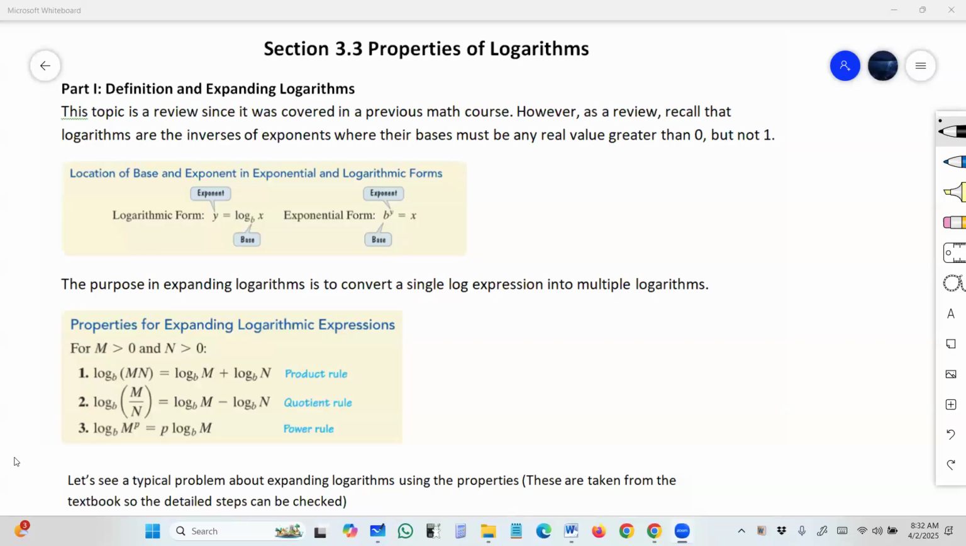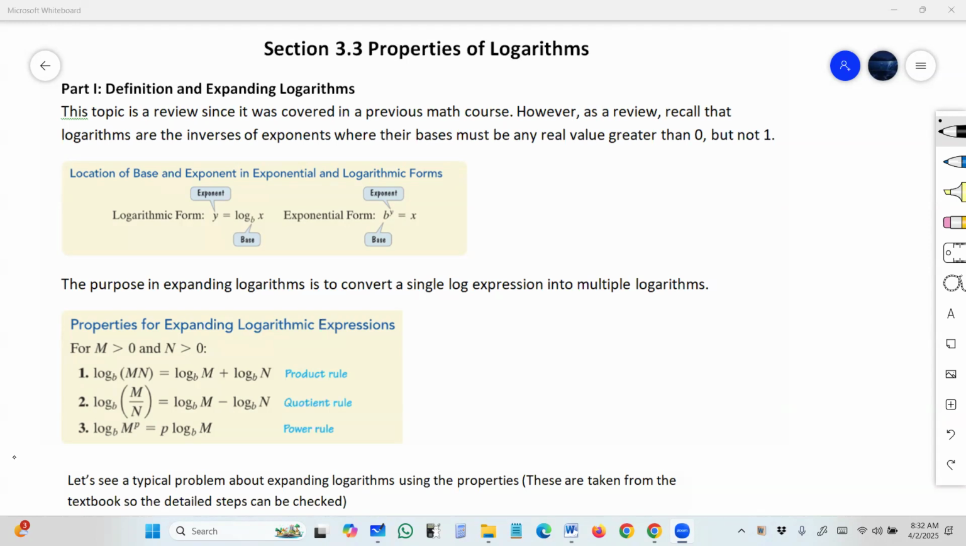Hi, hello everybody. So this is the video dealing with section 3.3, properties of logarithms. And we divided this topic into three parts. This is the first part, the definition and expanding of logarithms.